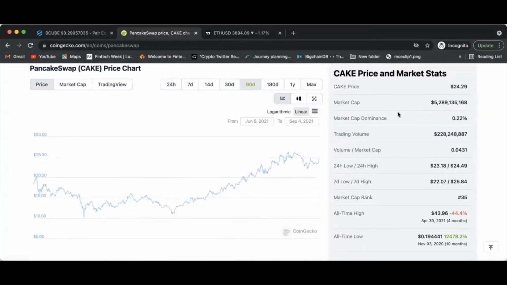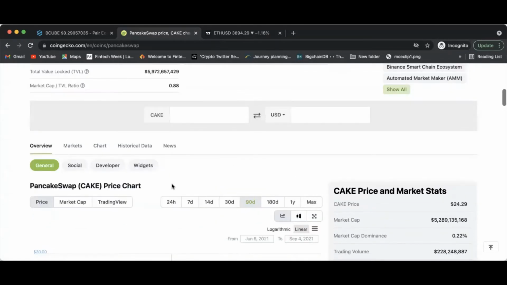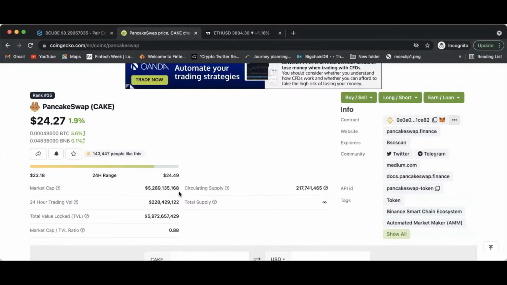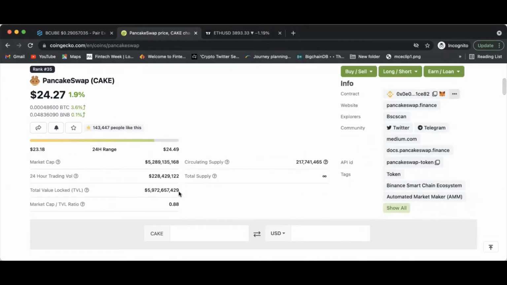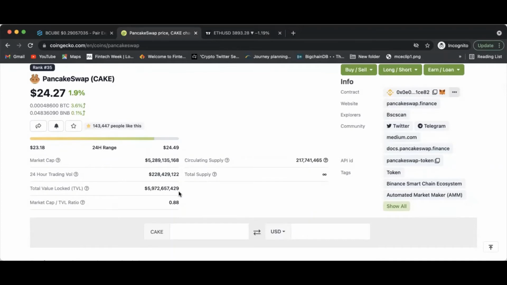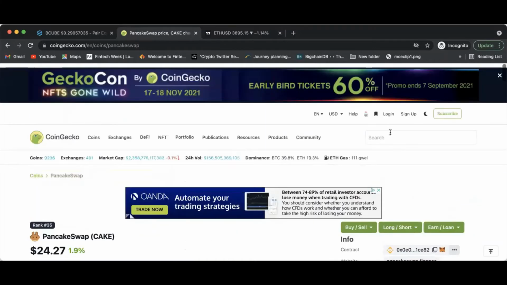So that's why I feel if a Binance Smart Chain based DEX can have this type of market cap, a very fast growing chain like Matic can also influence QuickSwap a little bit. So definitely this is some space to watch out for going forward.